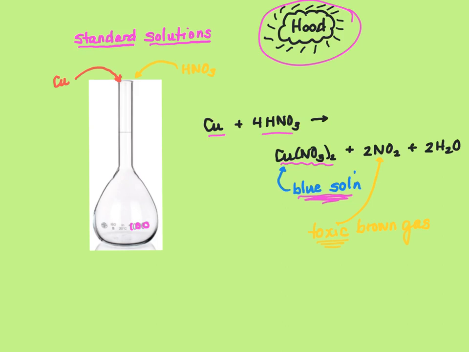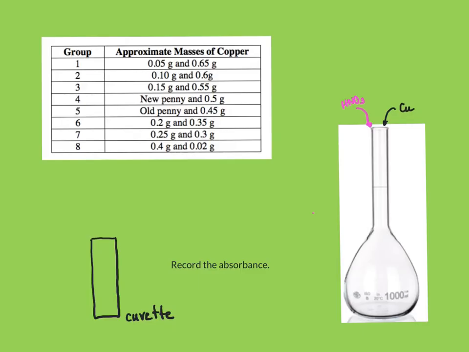So every person or group is going to make up a couple of these standard solutions. So we'll have this kind of list of who's doing what. We should have 8 groups. So group 1 will be responsible for making up 2 standard solutions. One with about 0.05 grams of copper, one with 0.65 grams of copper. So we'll just assign groups. You'll notice that a couple groups are only making 1 standard solution, and they're going to be responsible for a penny, which we'll talk about in a minute.